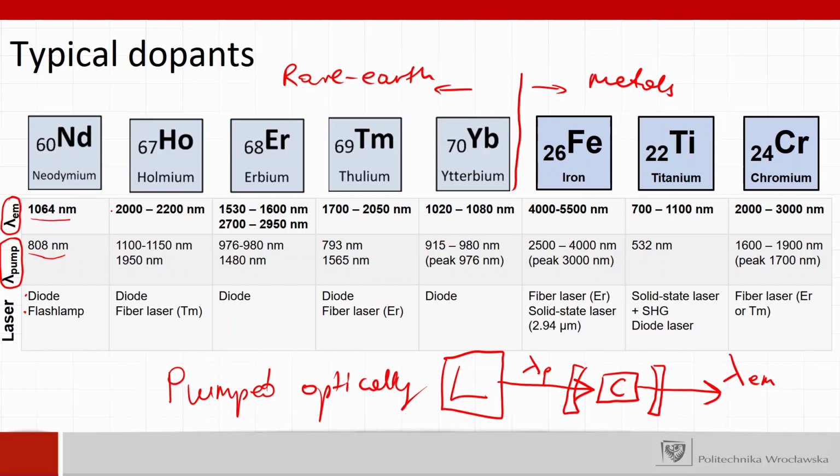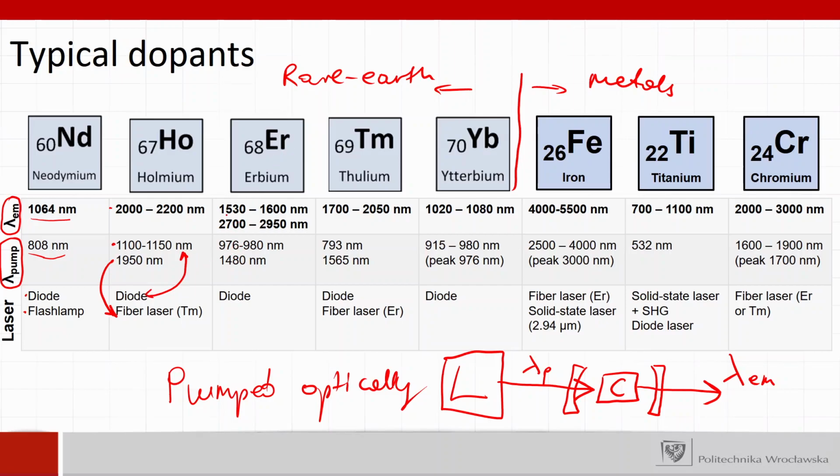Second one is holmium. Holmium has a broad emission bandwidth from approximately 2000 to 2200 nanometers. And for pumping, we can use a band at 1100 or 1950 nanometers. The 1950 can originate from a thulium doped laser, or the 1100 can originate from a diode.